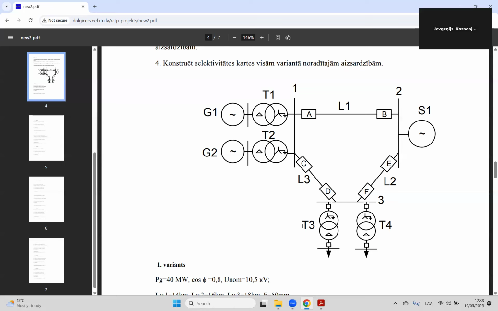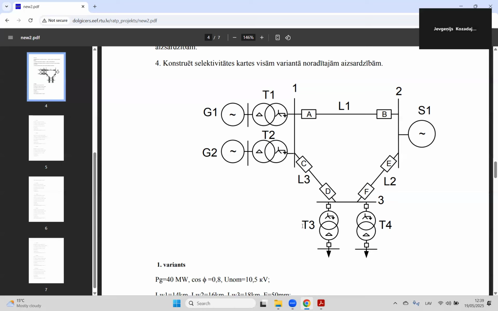But if the fault moves to bus number 3, for example, or to bus number 2, it means that other protection devices like F, D, A, and C must operate. But how could we explain to the protection device that the sequence is different? Okay, we will not waste our time explaining this complicated task because it was described during your lectures.